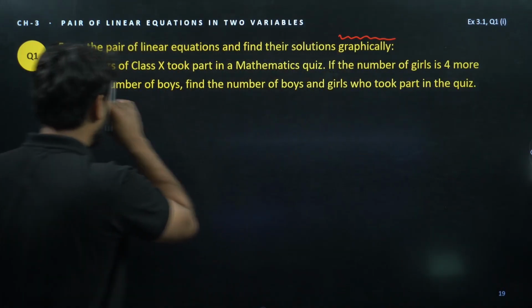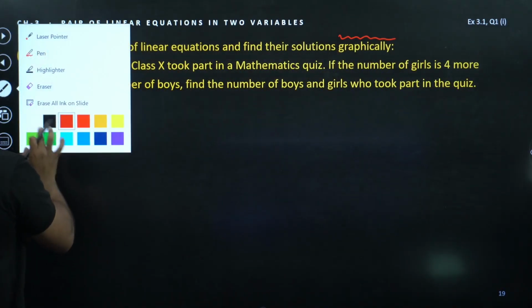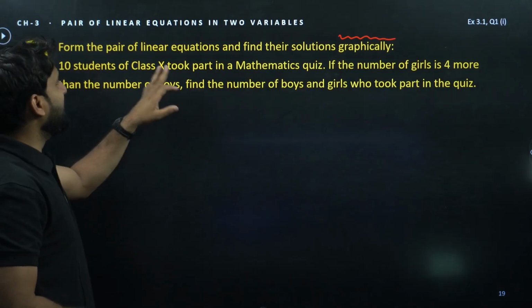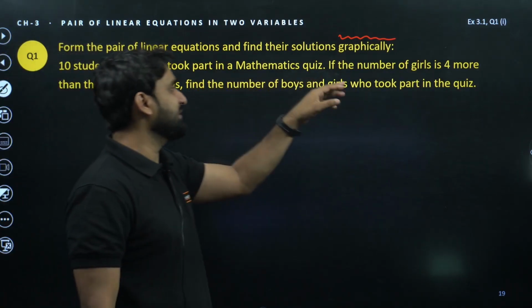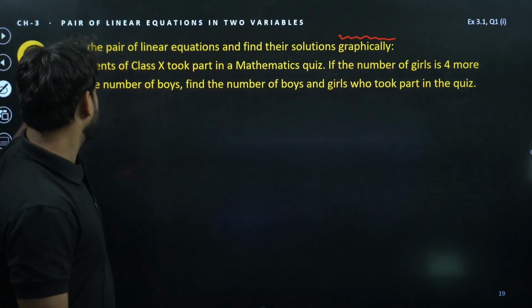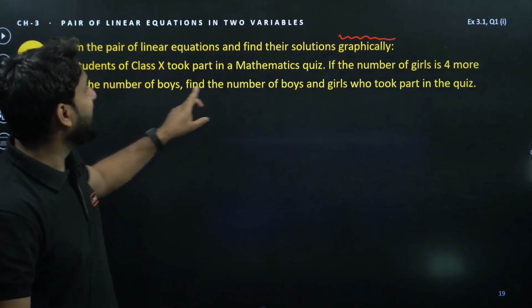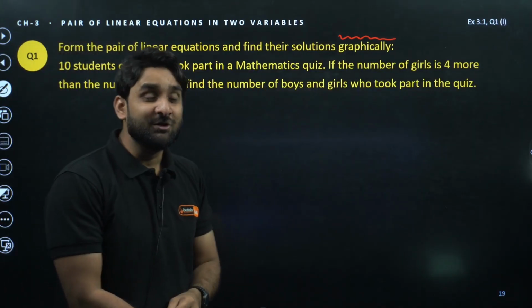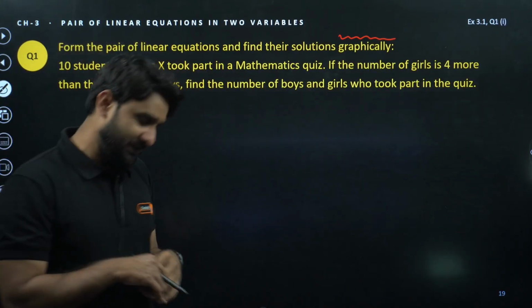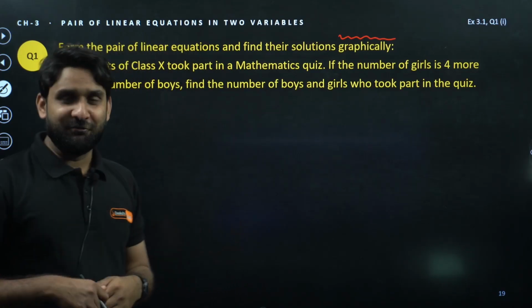So read the question carefully. 10 students of class 10th took part in a mathematics quiz. If the number of girls is 4 more than the number of boys, find the number of boys and girls who took part in the quiz. Okay. Let me tell you a very magical trick.